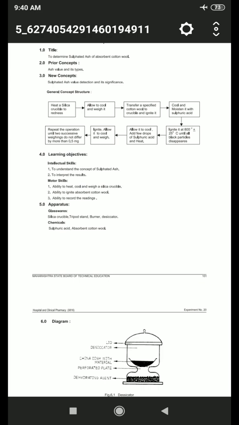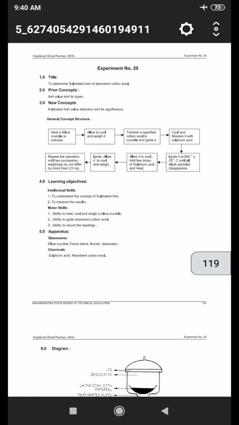In that, the prior concept is ash value and its types. Then the new concept is sulfated ash value detection and its significance. Now, what is the sulfated ash? The sulfated ash test utilizes a procedure for substances not volatilized from a sample. When the sample is ignited in the presence of sulfuric acid, the test is usually used for determining the content of inorganic impurities in an organic substance.